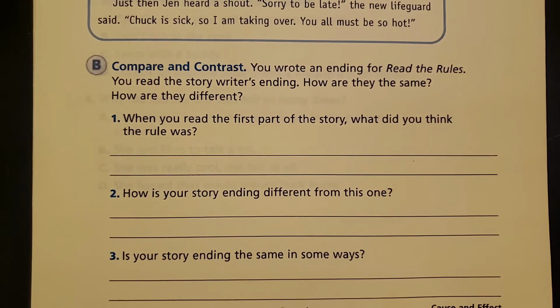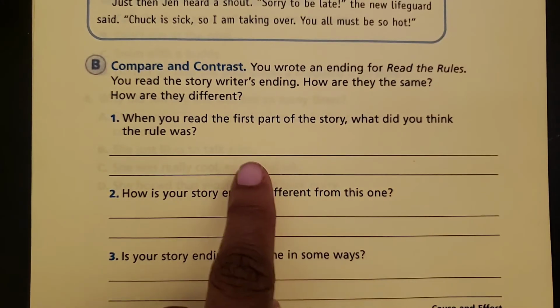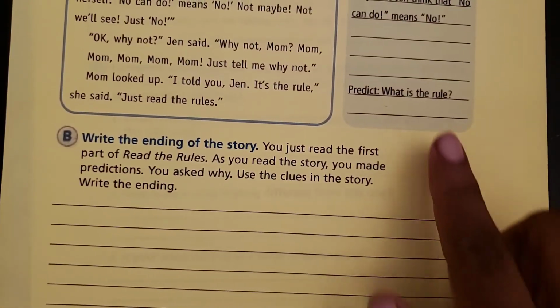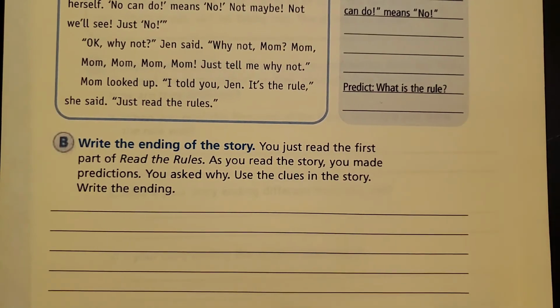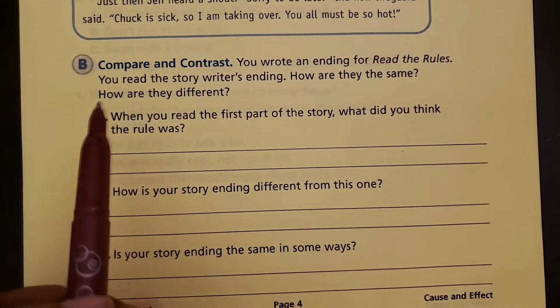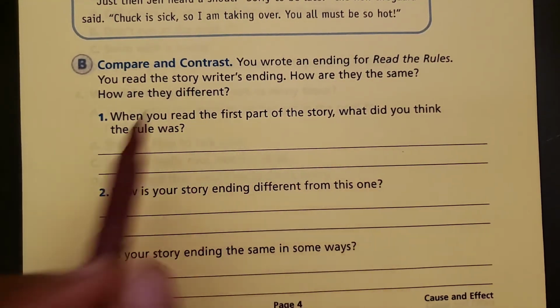Number 1 says, when you read the first part of the story, what did you think the rule was? So yesterday, when we read the first part of the story, write down what you thought the rule was actually going to be. And if you don't remember, we wrote our answer down on the side right here, so you can copy it right from there. Okay. Number 2 says, how is your story ending different from this one? And you want to make sure you write in complete sentences. And I wanted to state that because we're getting ready for 3rd grade.